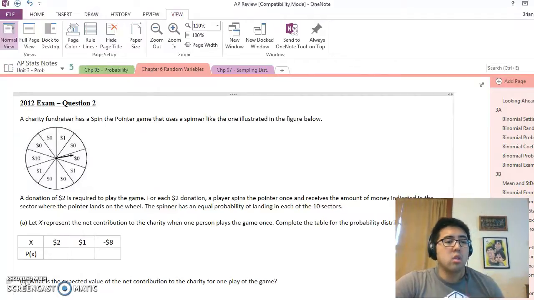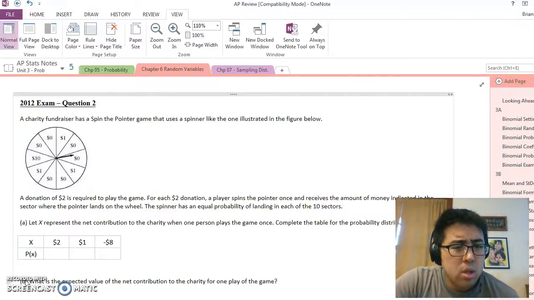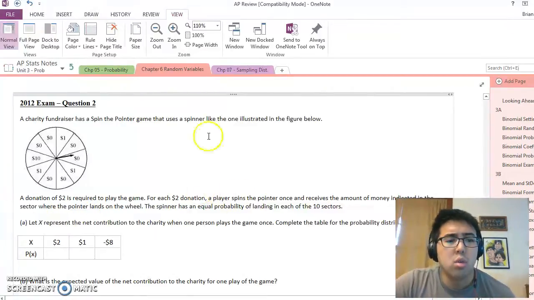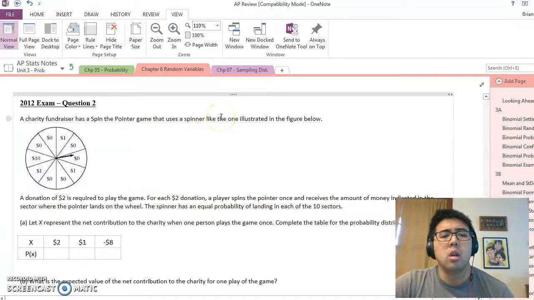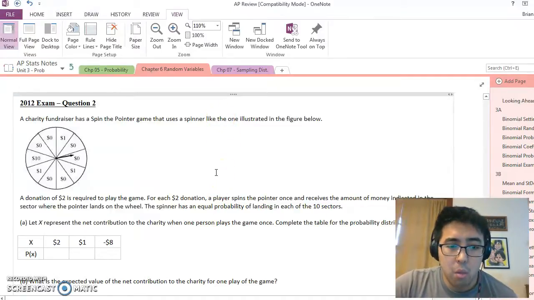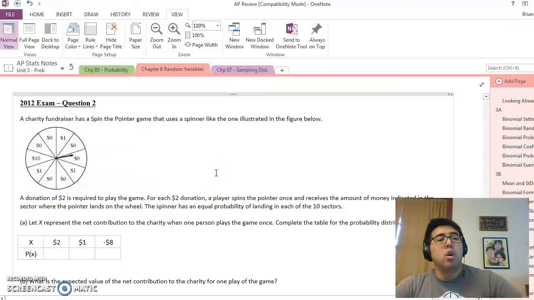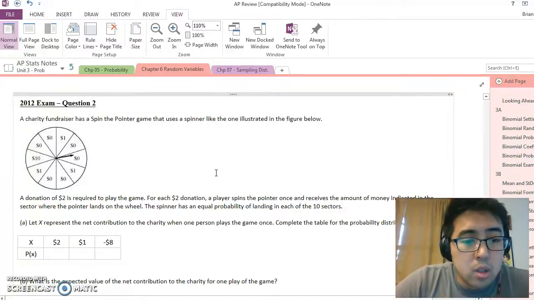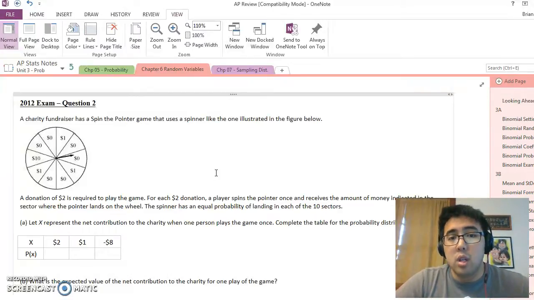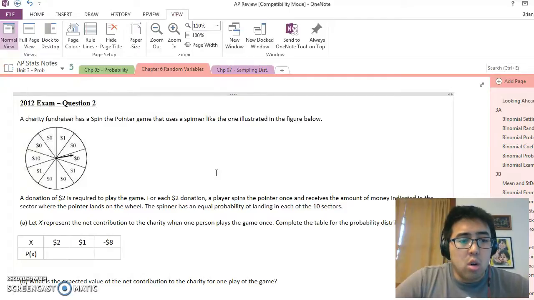Alright, so this is the expected value of the game. In other words, what the probability distribution is like is the amount of money that the charity is going to make for itself to donate to whatever it is that they're donating to. So the $2 is how much the charity makes, which means if the spinner lands on 0, then the charity game makes $2.